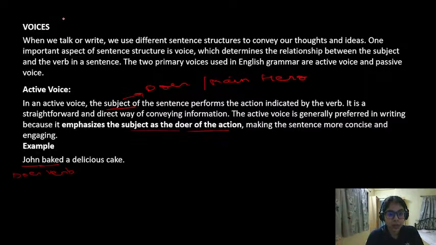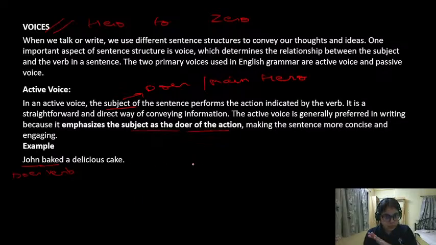I think this is how I teach the chapter. This chapter is called Hero to Zero. Why? Because when you're changing the active voice into passive voice, the hero loses its hero status. So John goes right behind. You simply can write: a delicious cake was baked by John. Or simply, a delicious cake was baked. That's it. So the subject will be moved to the end or can be completely removed also. That's also fine.